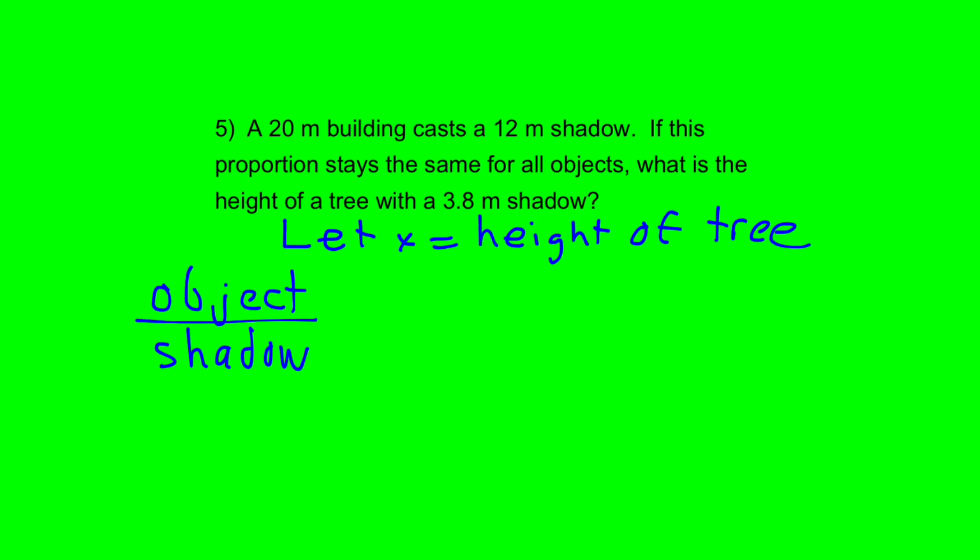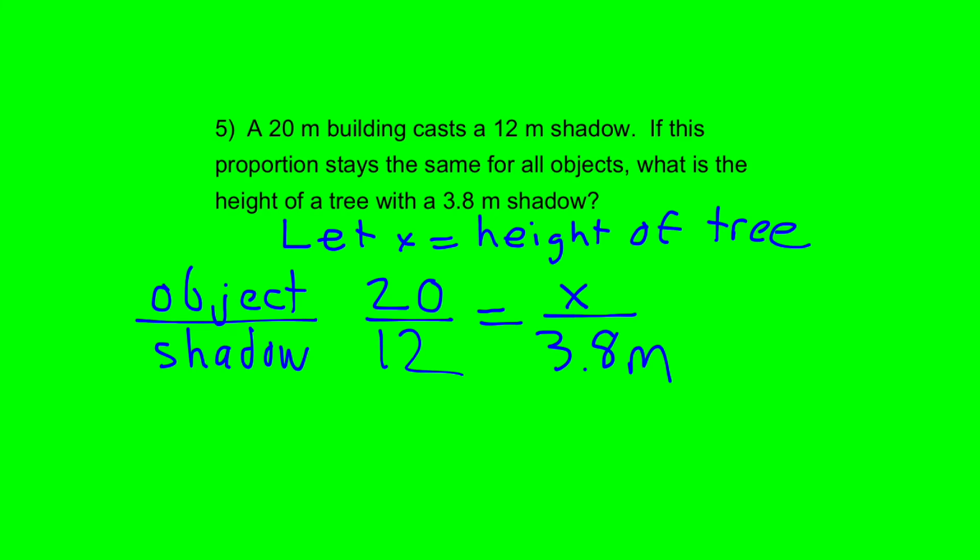Now the first object is a building, a 20-meter building that casts a 12-meter shadow. And we want to know the height of a tree that casts a 3.8-meter shadow. Well, tree is the object, so object goes on top, so that would be our X. And we're given that the shadow of that tree is 3.8 meters. Now check this one out. This is a really tricky one here.